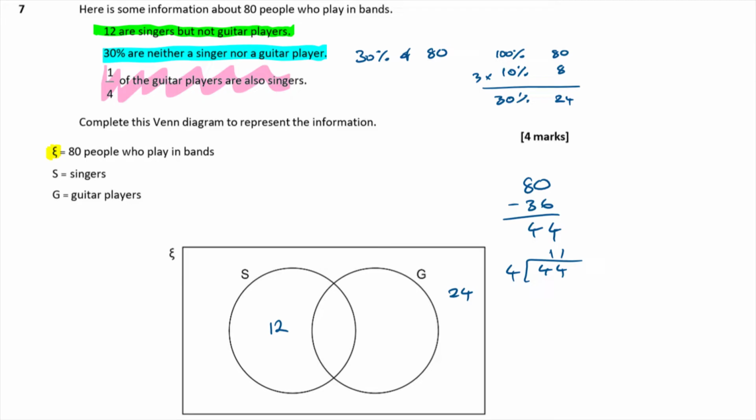Okay, so I've got 11 in the middle, and 44 take away 11, 33 in that circle there then. Okay, so that's my completed diagram.